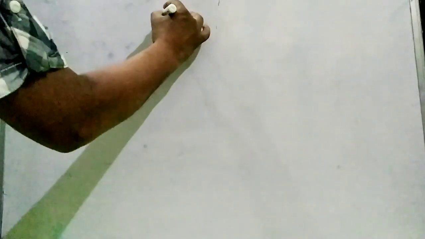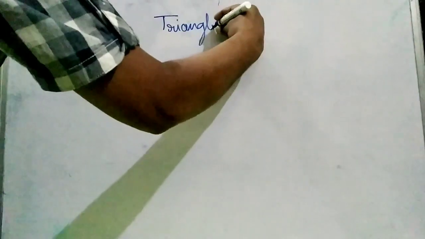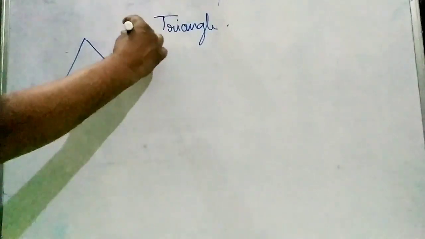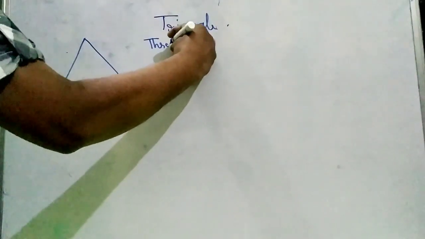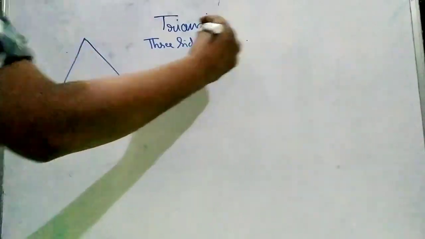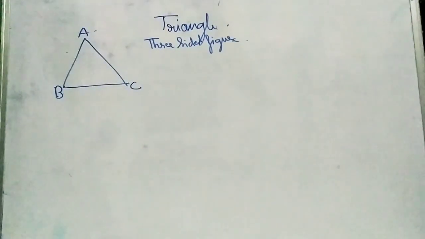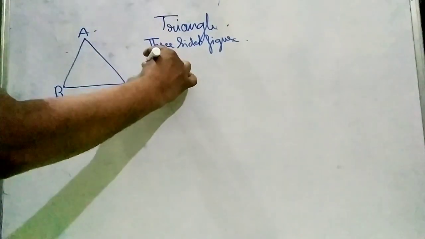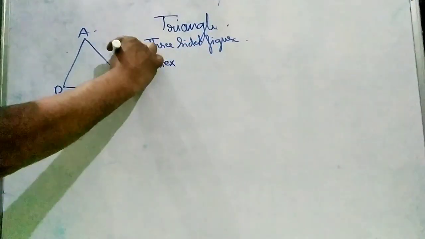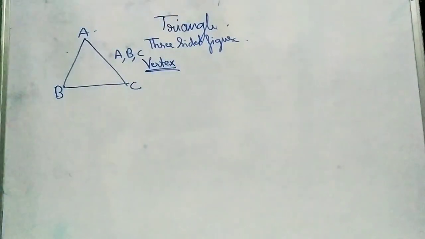Now, today's topic is triangle. As the name suggests, a triangle is a three-sided figure, named as A, B and C, where A, B and C are called the vertices of the triangle.